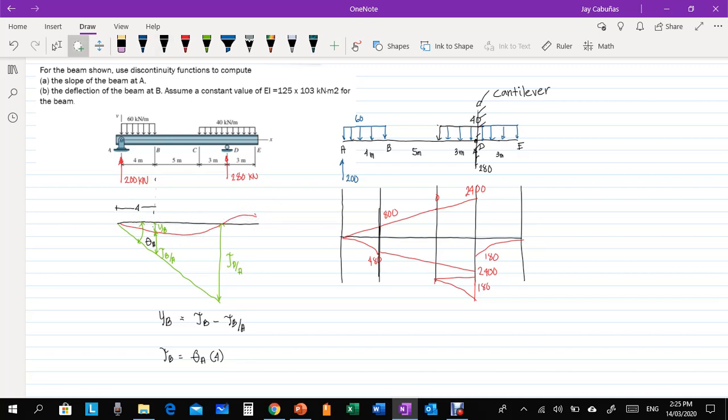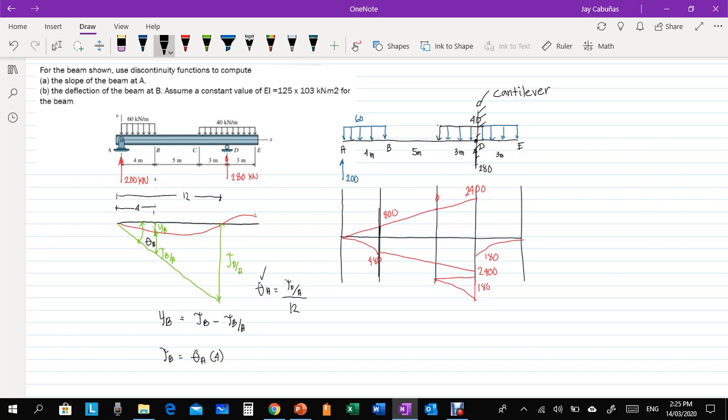Now, how are you going to compute for A? This is the angle A, right? That's theta A. So for theta A, it is just the deflection of D from A divided by the distance. How much is it? That is 12. Right? It should be 12. So our theta A is equal to the deflection of D with respect to A divided by 12. Okay, so that's how we're going to compute for theta A.